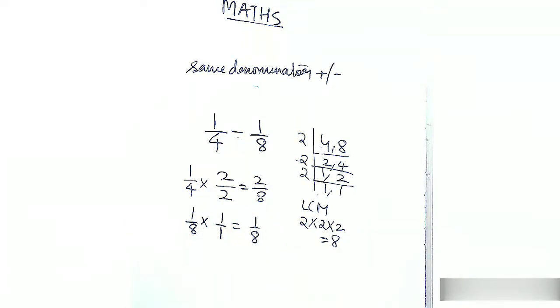Now can we carry out the subtraction because the denominator is same? So 2 upon 8 minus 1 upon 8. So the answer is 1 upon 8. Okay students, so this is the way the addition and subtraction of fraction is carried out. Now we'll see the last part of the fraction chapter.